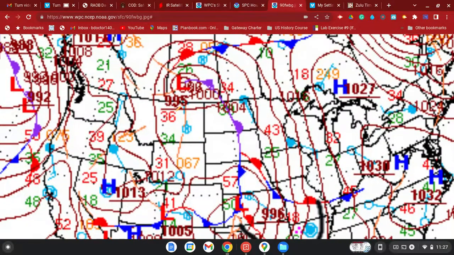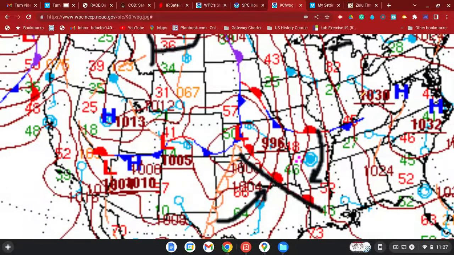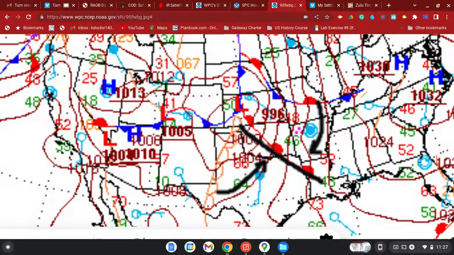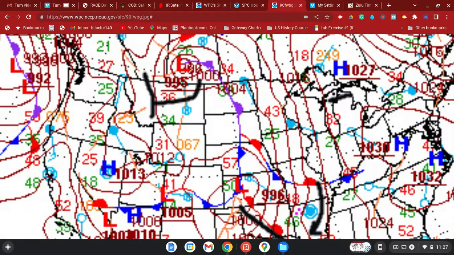So again, the numbers are an indication of how strong that front is. So if you see 995 millibars, if you see less than 1,000 for a low, that's a pretty strong low. If you see above 1012 or 1013 for a high, that's a strong high. Okay. So you really don't have to know what a millibar is.